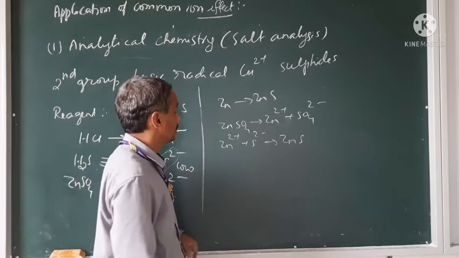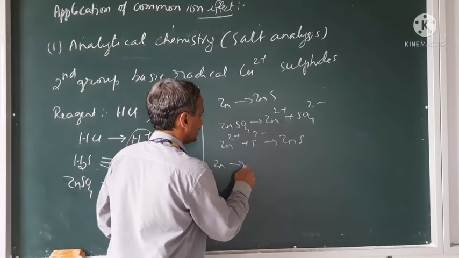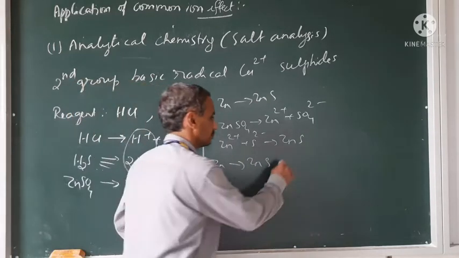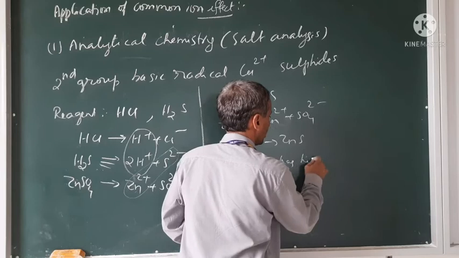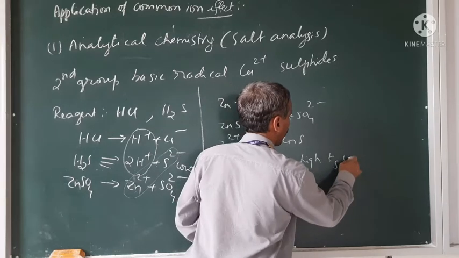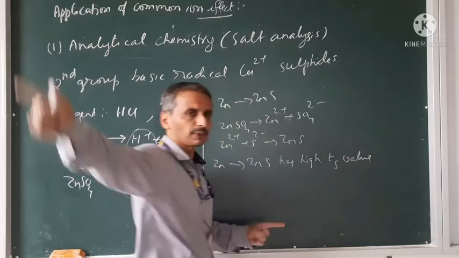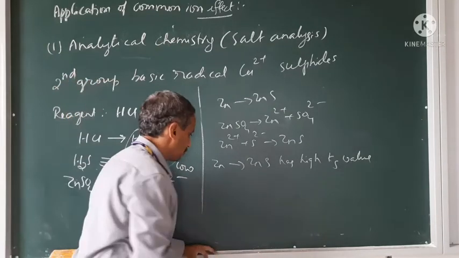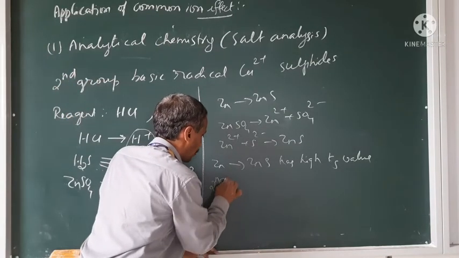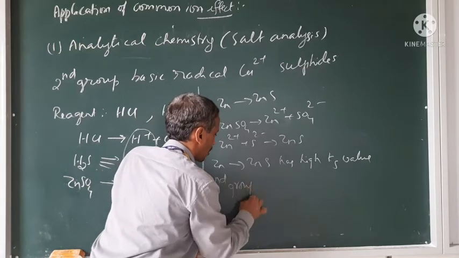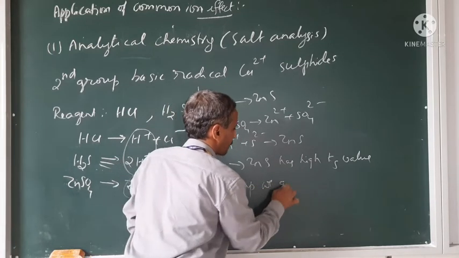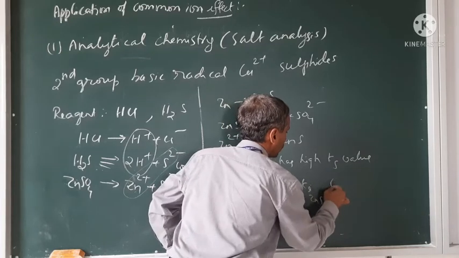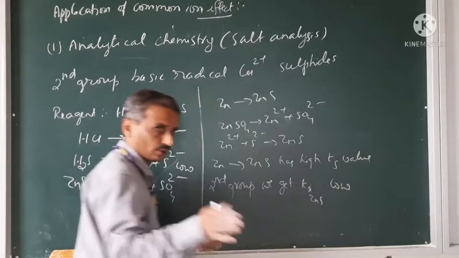And remember, zinc sulfide has a high Ks value. The solubility product for zinc sulfide is high. But remember here, in the second row, we get an ionic product for the zinc sulfide formation that is very low, very less.